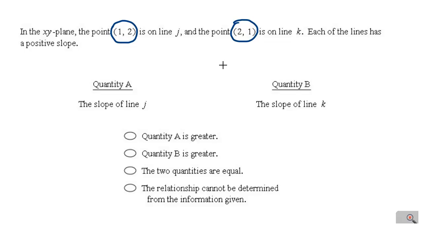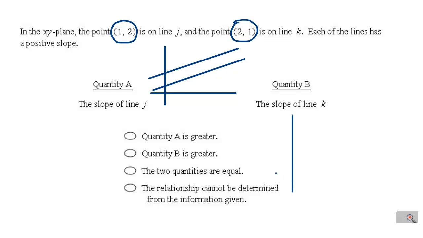So if each line has a positive slope, then it implies that they are likely to be parallel to each other, and they can be perpendicular. How do I mean? If they are parallel to each other, we could have the lines like this, the first line and the second line. So these two lines are said to be parallel to each other, and they will still have a positive slope, and the slope will be the same.